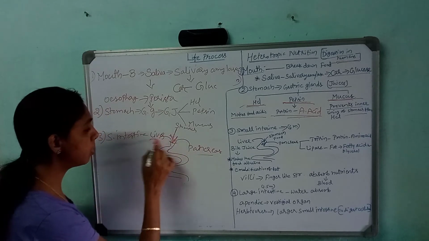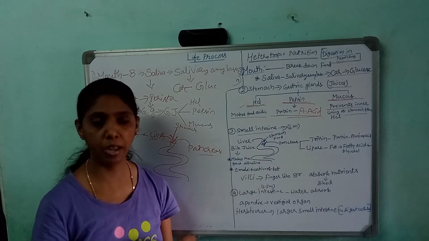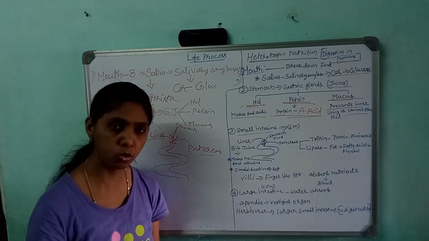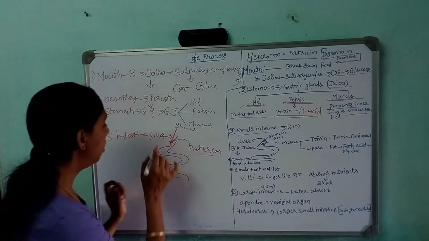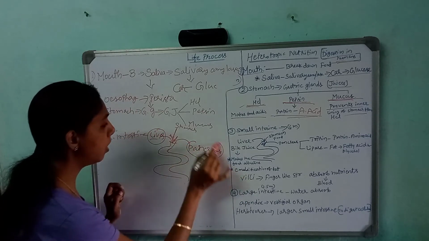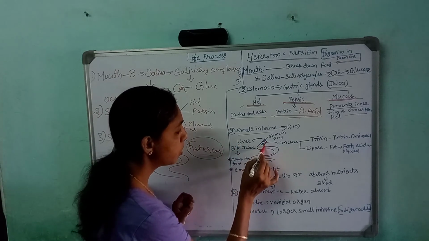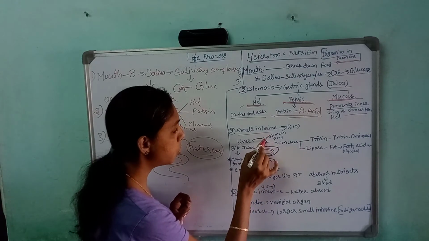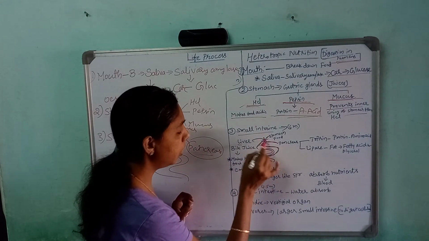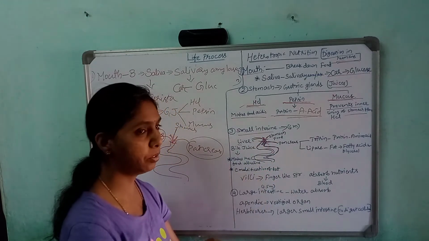What do the pancreas and liver do? The pancreas secretes pancreatic juice. The liver secretes bile juice. This is the small intestine. So to the small intestine, three glands' secretions will be introduced.